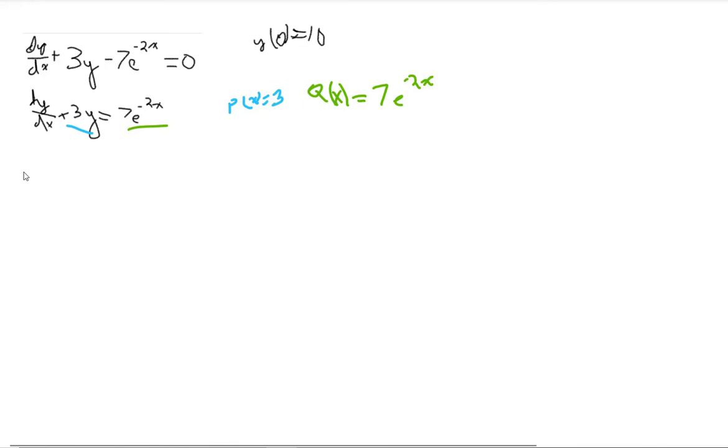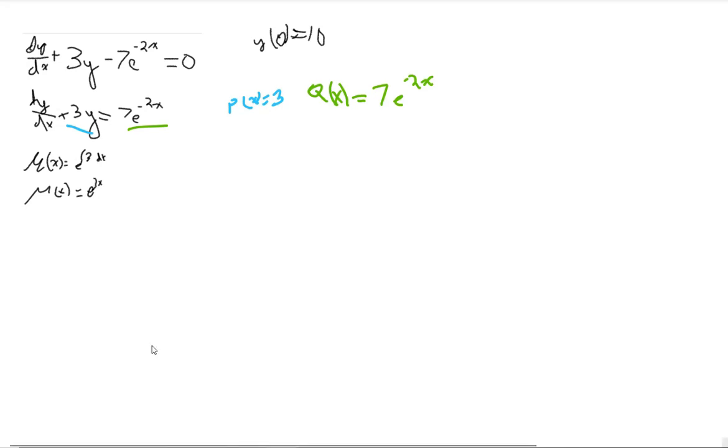Now that means we can find mu. So mu of x is equal to e to the integral of p of x dx. p of x in this case is just 3. And that means mu of x is just going to equal e to the 3x. Very easy integration here. I know the 3 is written poorly, but it's e to the 3x.